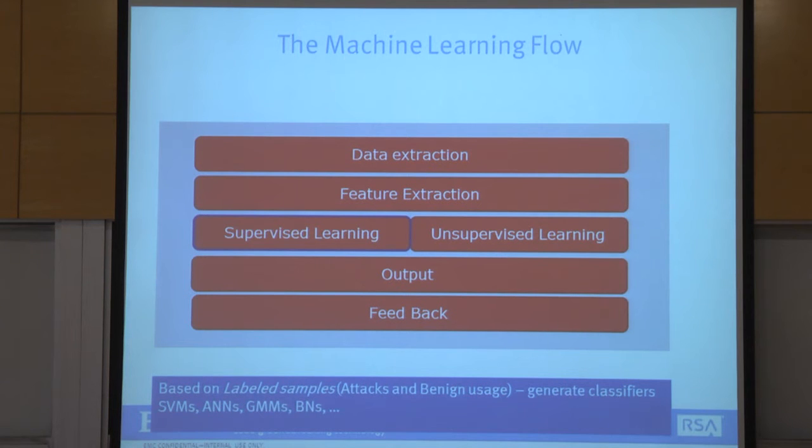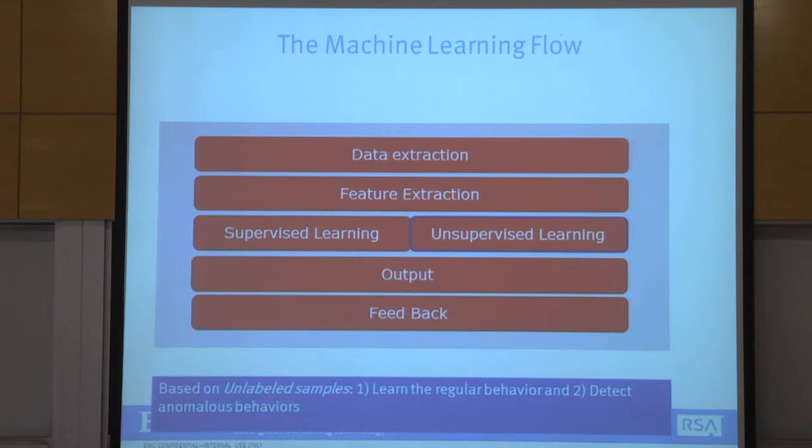And once I have these features, I have two types of learning. The easy one is supervised learning, when I have labeled samples. In this case, I have labeled attacks and labeled benign usage, and the only thing left to do now is to build a classifier. So here a good example, here a bad example. I want to build a classifier that, given a new example, would classify it as accurately as possible as benign or a malicious attack. And there are many classifiers out there, SVMs, neural networks, Bayesian networks, you name it. But this is the easy task.